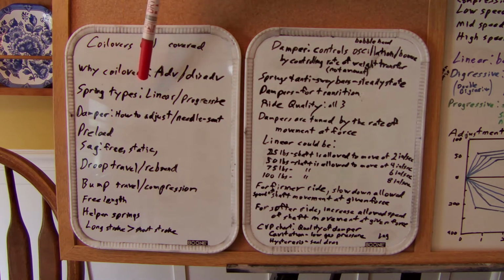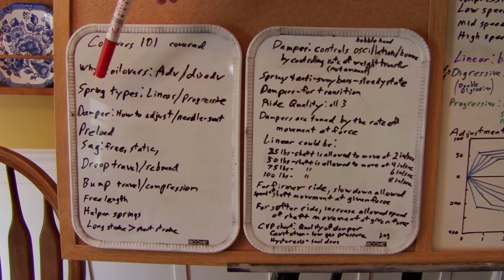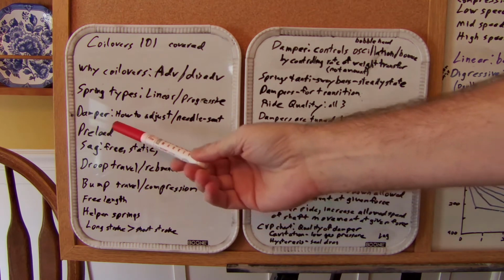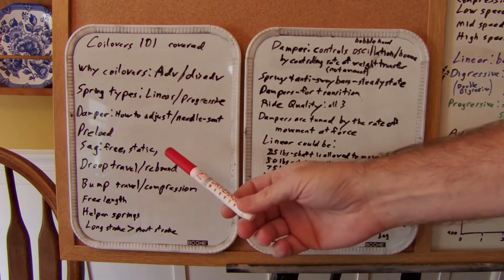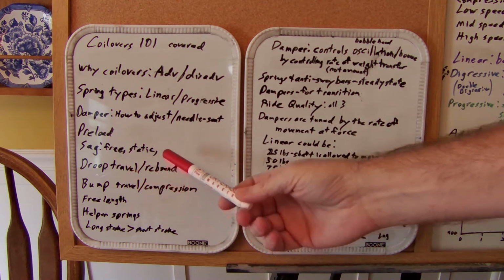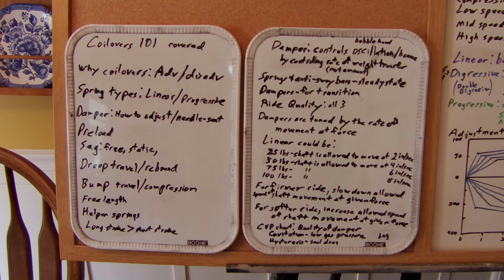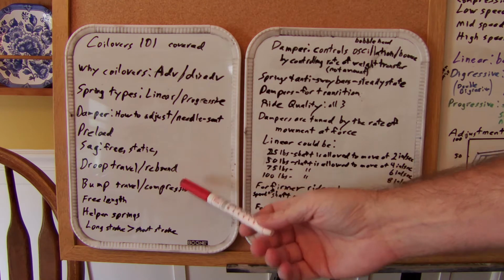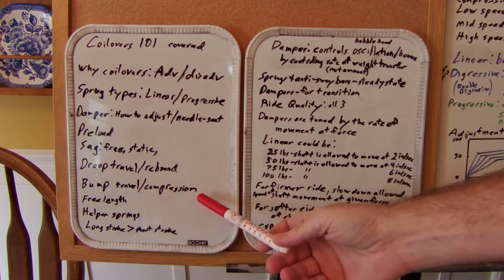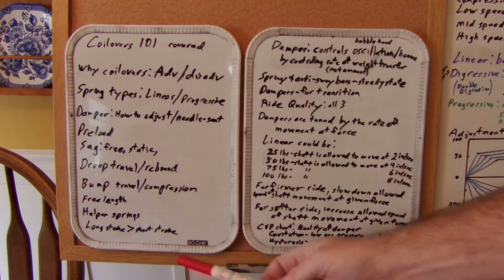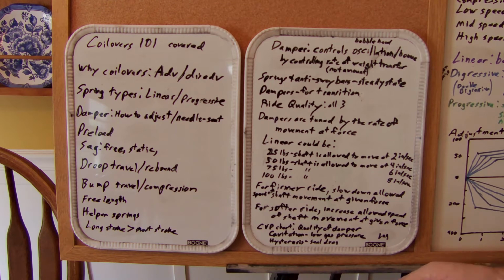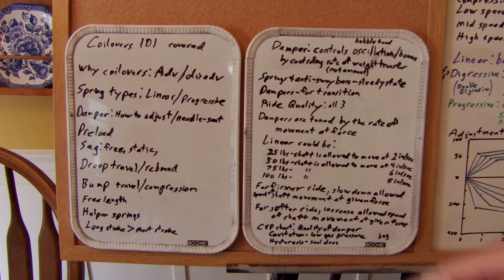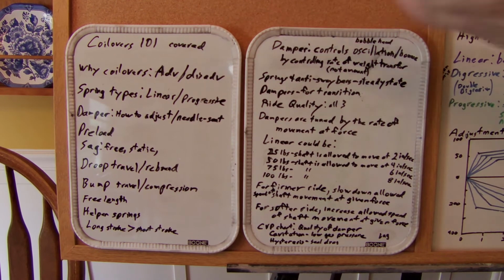disadvantages, spring types, linear, progressive, the dampener, how to adjust the needle seat, preload, how to set it, sag, what is free sag and static sag, what is all this stuff, droop travel, which is also rebound, bump travel or compression, the free length, helper springs, do I need helper springs? Long stroke and short stroke. We talked about all those in this video.